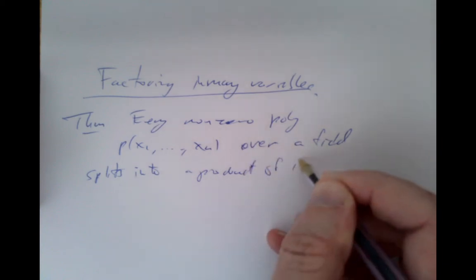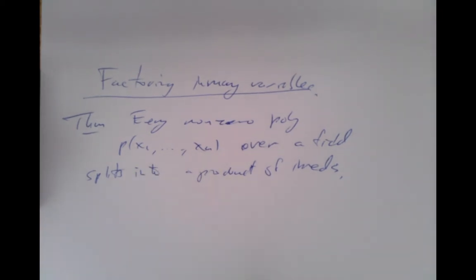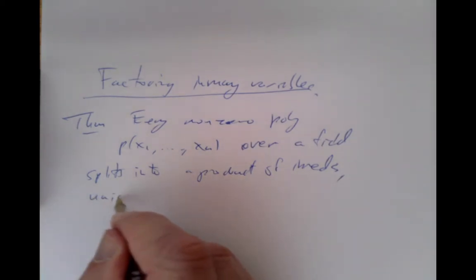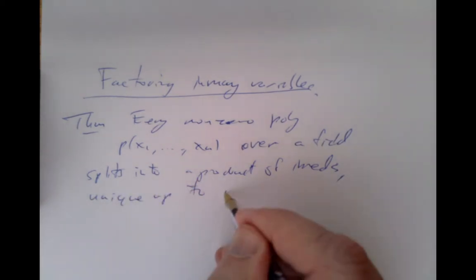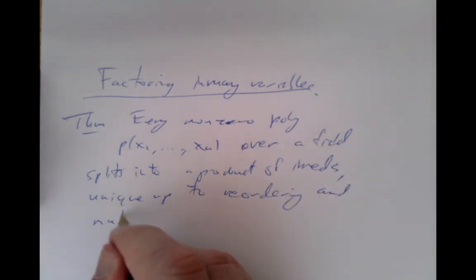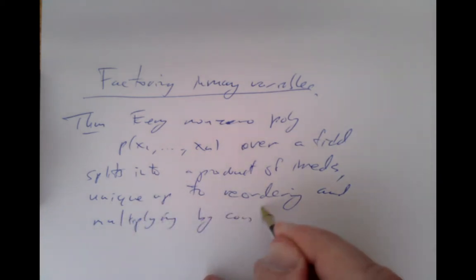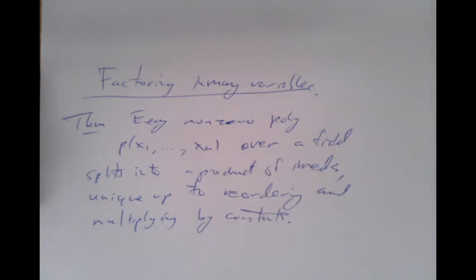of irreducibles, and that's not so surprising. That's almost by definition of irreducible. You break it down in degree till it becomes irreducibles. But the surprising bit is that it's unique up to reordering and perhaps multiplying by constants. So that's the result we already had for polynomials in one variable. And now we're going to say that it's true in many variables, any finite number of variables. And not just over the real numbers, but over any field.